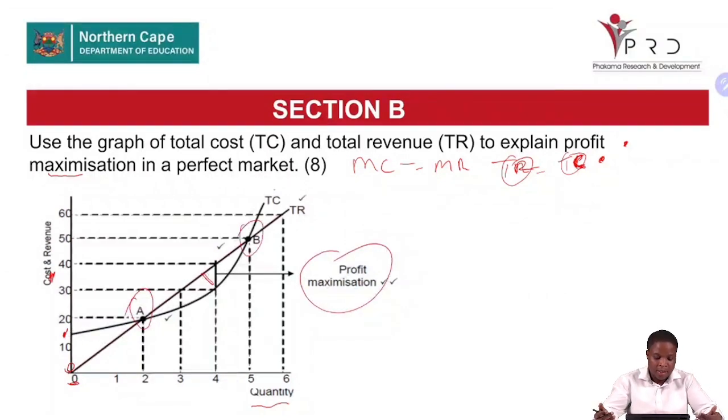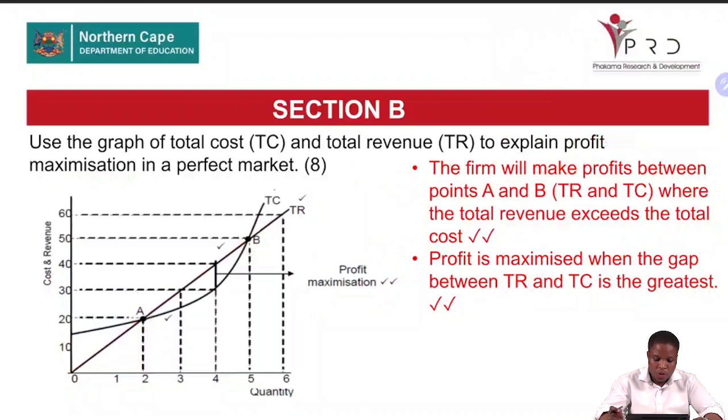You explain what TR and TC are. Then you start explaining that the profit maximization is the widest distance between TC and TR. It means you are making more profit when there is the widest distance between TR and TC. Right, so to explain the graph, this is how you're going to explain it.